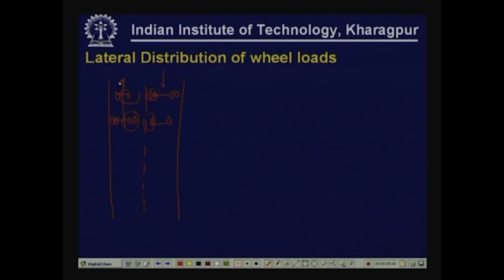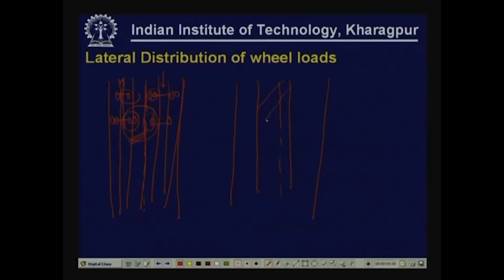So, we can see each portion of this 2-lane carriageway would be carrying a number of wheel loads. At times a portion of this can have wheel loads from both directions. So, there is going to be some overlap between the wheel loads placed for the vehicles traveling in both the directions. So, we have to identify which portion of the 2-lane road has got maximum overlap.